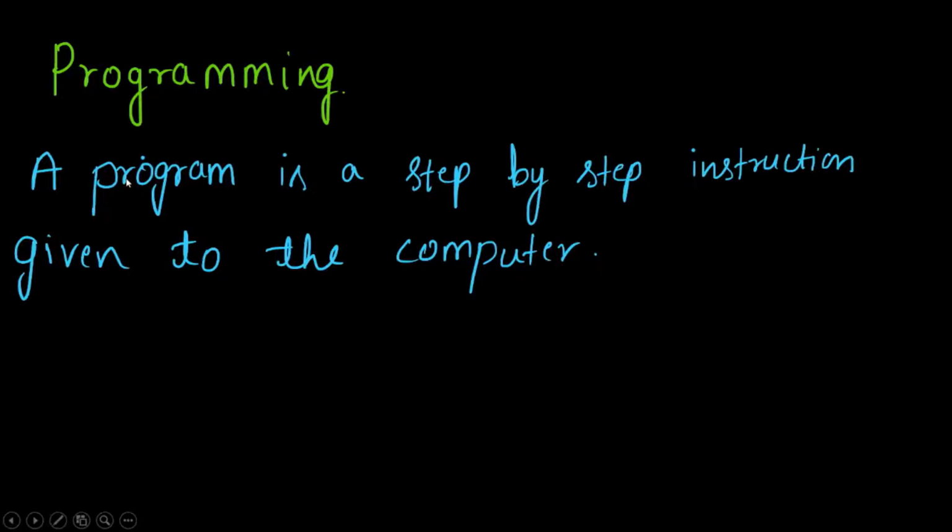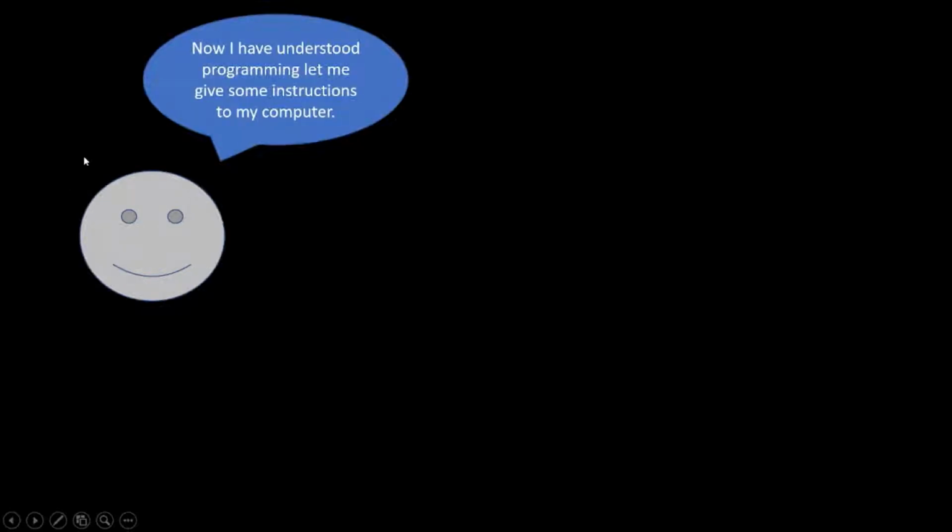As you can already see on the screen, a program is nothing but a step-by-step instruction given to the computer. In simple words, programming is simply a way for us to give instruction to the computer. Without our instruction, computer won't do anything. So this is me. So now after reading that definition, I thought I have understood what programming is.